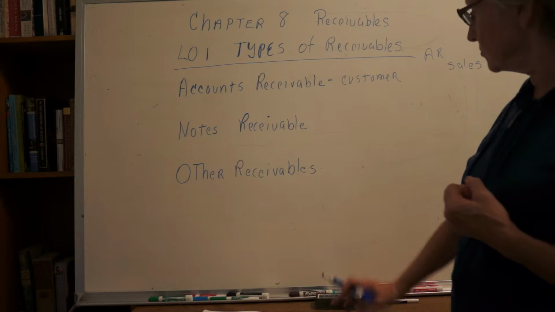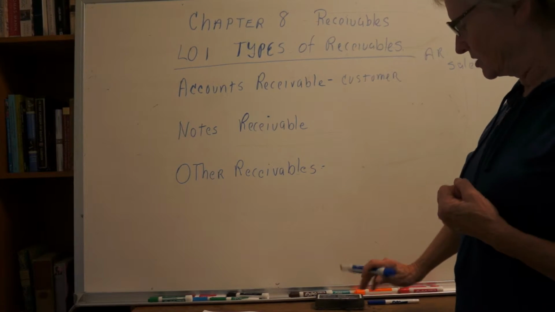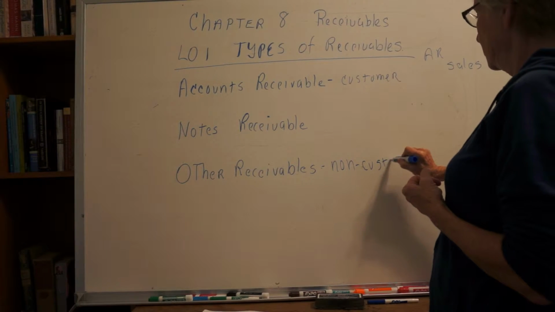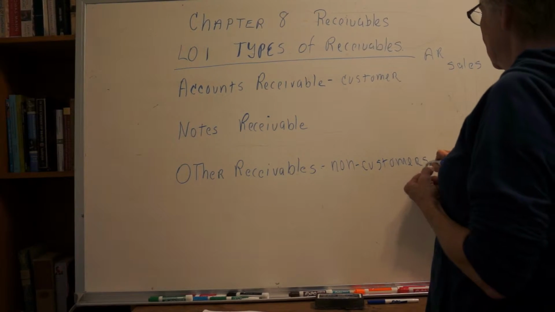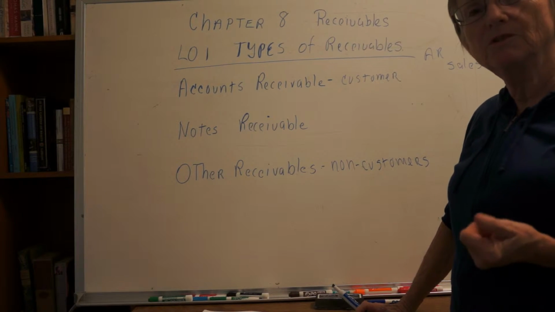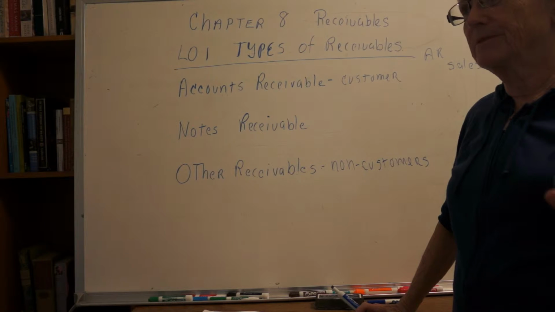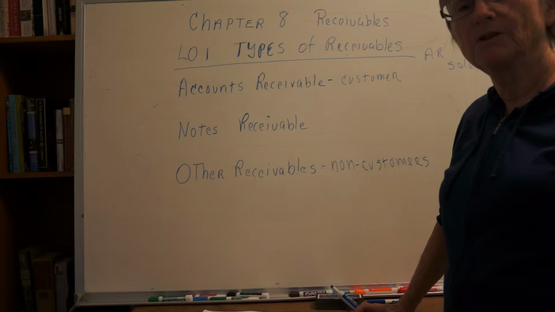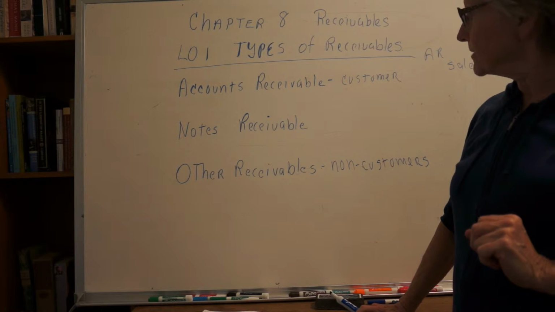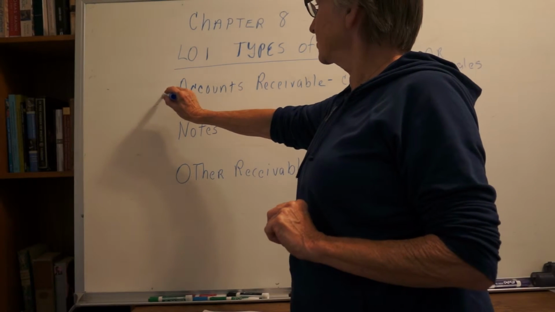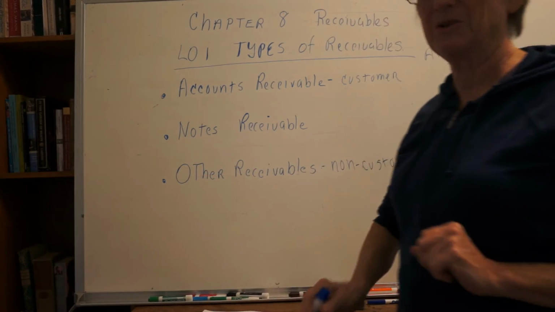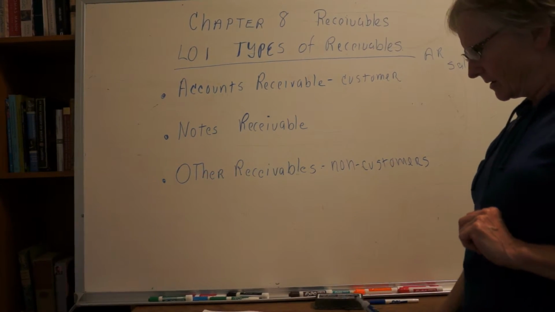Okay, the other receivables, these would be non-customer. So these are generally not related to your customers. These could be due from officers of the company, it could be due from employees, it could be a tax refund receivable, something that is coming and you put on the books. So those are your three basic. We're going to do accounts receivable, notes receivable. We don't do too much with the other, but you have to be aware of that.